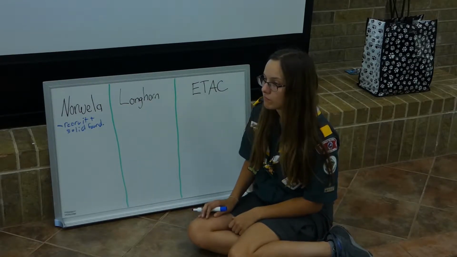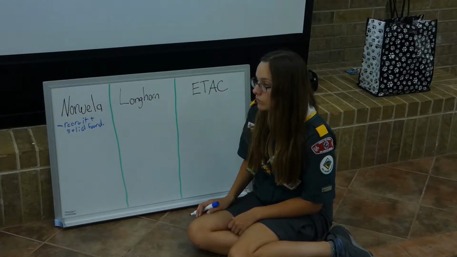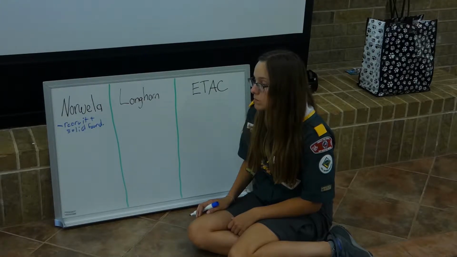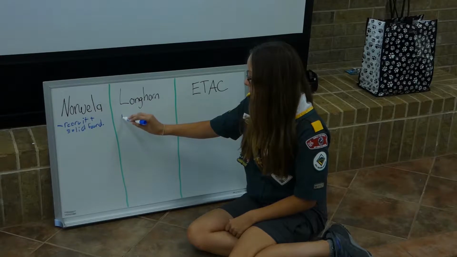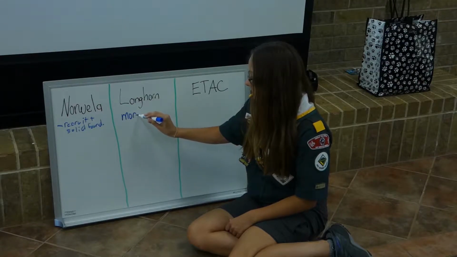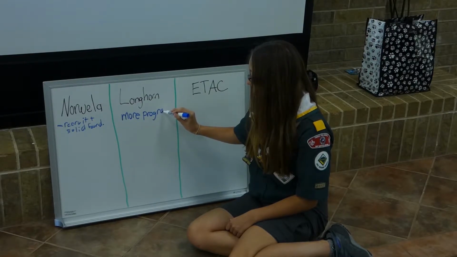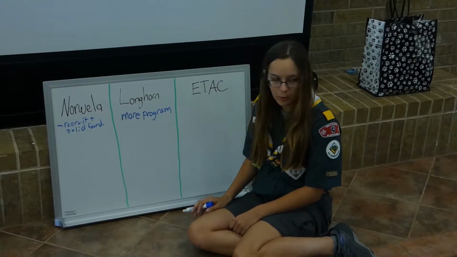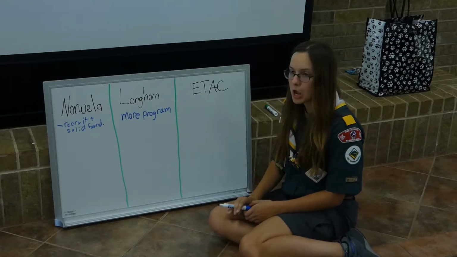Longhorn. The vision of the Longhorn Council's Venturing Officers Association is to enhance the experience of venturing by establishing a program for the members that connects them not only with their own crews, but with inter-crew activities as well. More program.